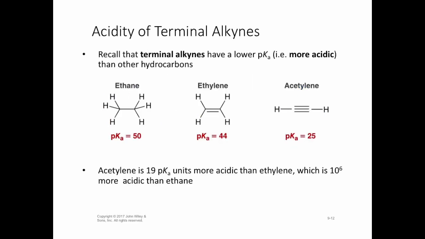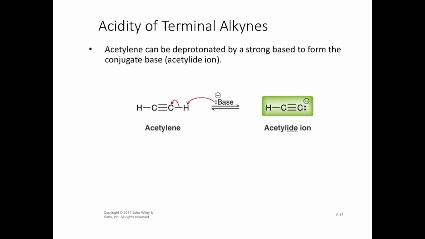Now, acetylene has a pKa of 25. Remember, the lower the pKa, the stronger the acid. So that's a stronger acid than ethylene. In fact, it's 19 pKa units more acidic than ethylene. And that is 6 pKa units more acidic than ethane. So notice the trend here. So because it's acidic, we can use a base which would deprotonate that hydrogen and leave behind those 2 electrons on the carbon.